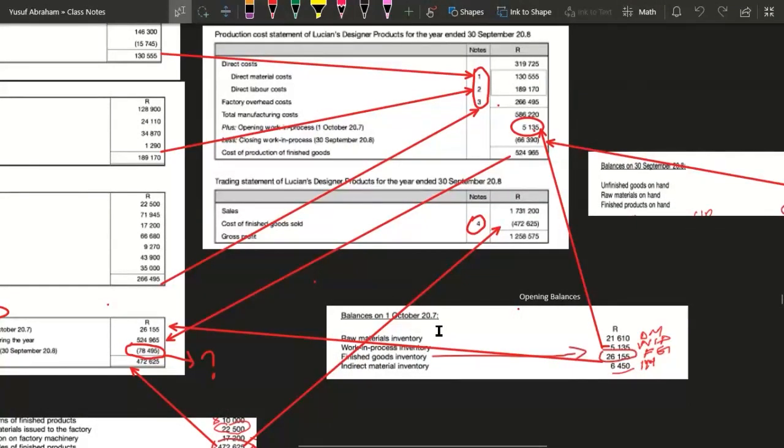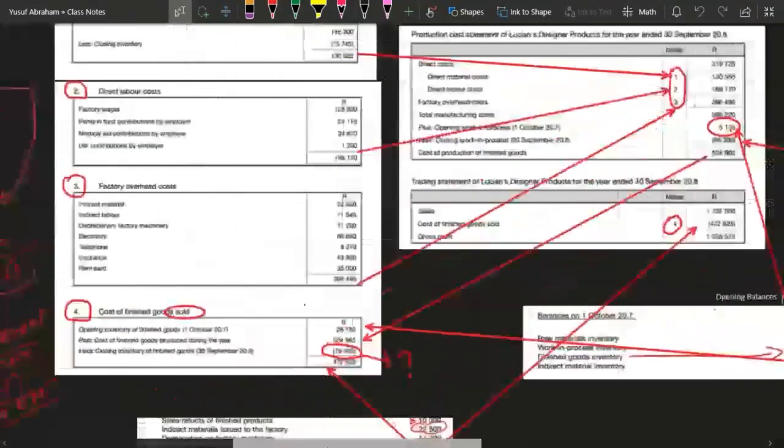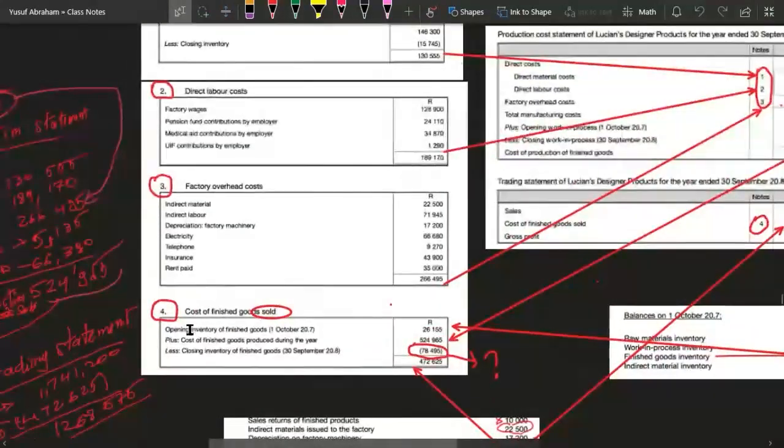Right. And then the trading statement is just a small statement. It's just sales minus what? The cost of finished goods sold. You must remember that. Sales minus cost of sales. Sales minus cost of sales, right? So it seems like I've covered everything for this chapter.